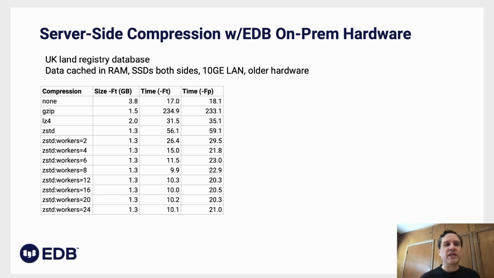In the first column of the table, you can see that I tried a whole bunch of different compression methods. The three that we support, also no compression, and then zstd compression using various numbers of workers. In the second column, you can see the size of the backup that I got. And of course, it's 3.8 gigabytes when I don't compress it, because that's the size of the source data. And then all of the compression algorithms make it smaller. zstd is the most successful at compressing this particular data set, and LZ4 compresses least well. And gzip is pretty good, but not quite as good as zstd.